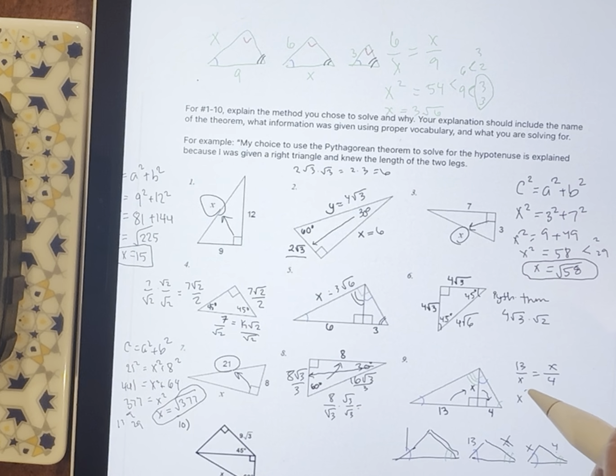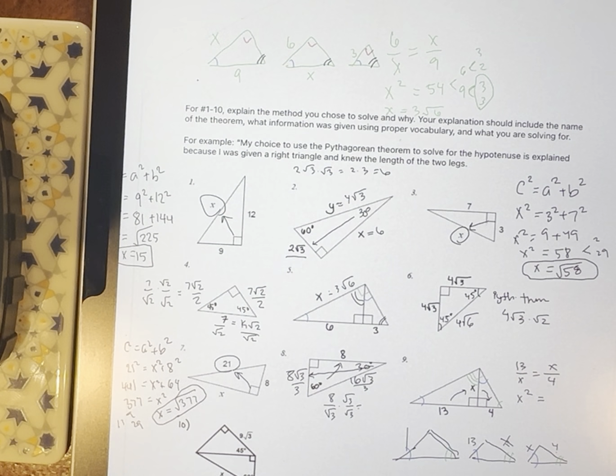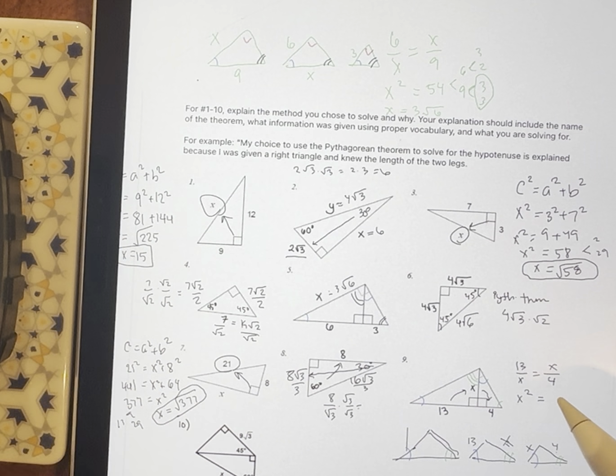When we cross multiply, we get x squared equals 13 times 4. Again, you guys, I do this sometimes. I don't see the point in multiplying these out because now I'm just going to square root, and it's easier to square root this because 4 is just 2 and 2. I have a pair, so x equals 2 square root of 13.